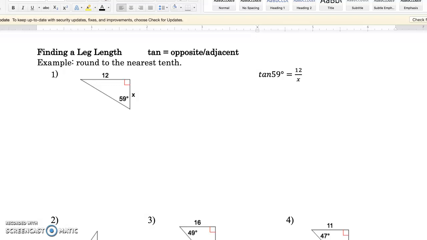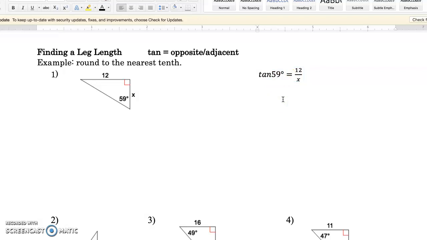The tangent ratio from the last video dealt with comparing the two legs of the triangle. We put the opposite side in the numerator, and then we put the adjacent side in the denominator. We are going to do the exact same thing in finding a side length within a right triangle dealing with the tangent ratio. So in this example, we're going to start out with the 59-degree angle because that's the only angle other than the right angle that I'm going to give you. So you just first start out with writing the tangent of 59 degrees.